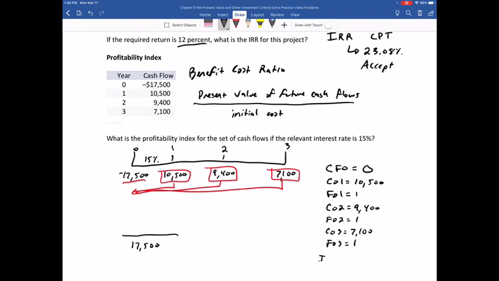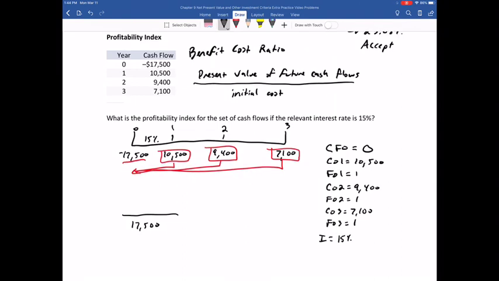So when I hit the NPV button, I would input that 15% discount rate. When I solve for the net present value, I get $20,906.55. So this is the present value of the cash flows after time period 0. This is our numerator in our profitability index equation. So I get 20,906.55, and I divide it by the initial cost of 17,500, and I get a profitability index of 1.19.